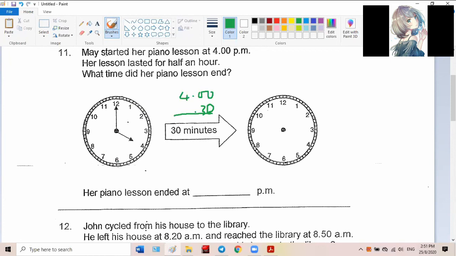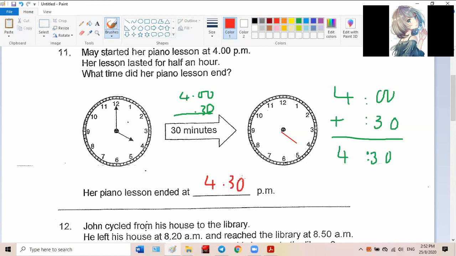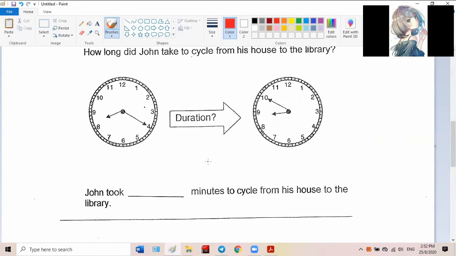What time did the lesson end? 4 o'clock, he starts. Then he plus 30 minutes, right? So what's the time he ends? 4:30. Yes. He ends 4:30. 4:30 p.m. Okay, the next one.